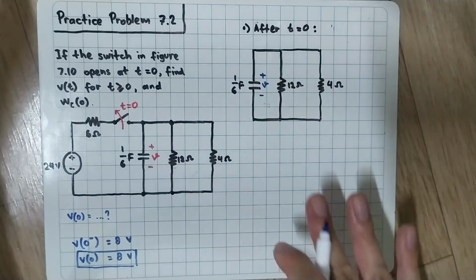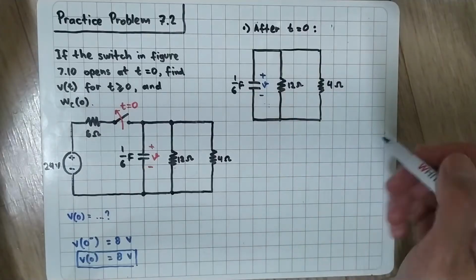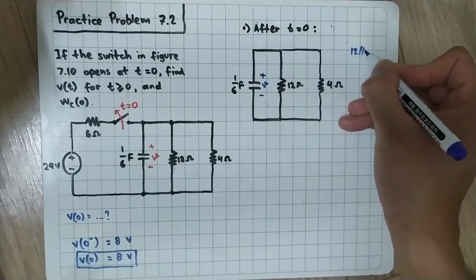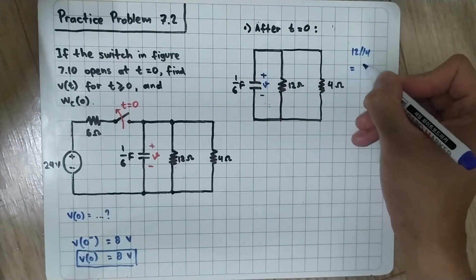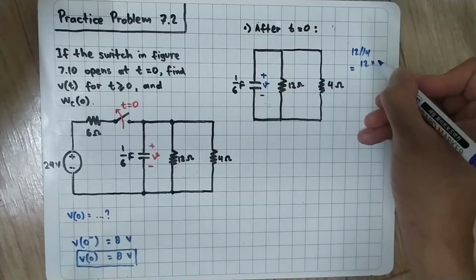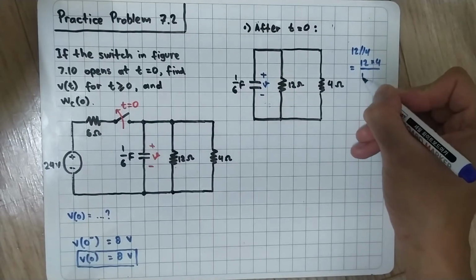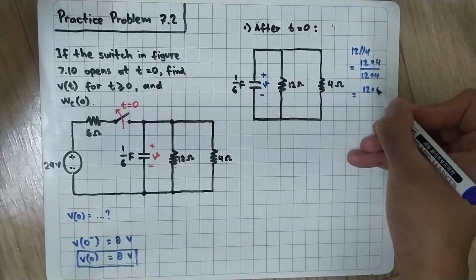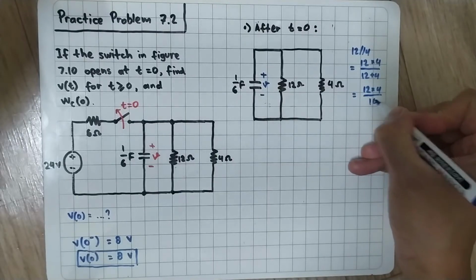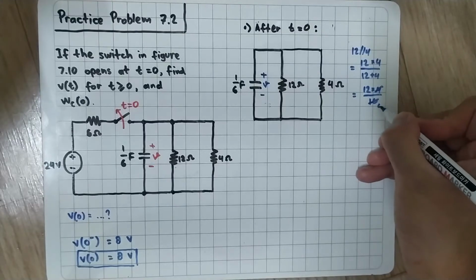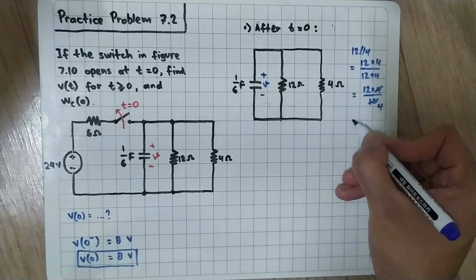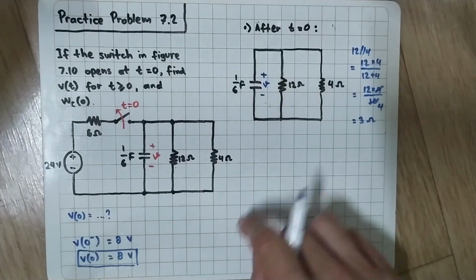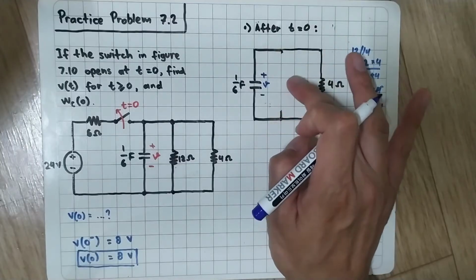Now we can simplify the circuit. So we have 12 parallel with 4. Let's rewrite that: 12 parallel with 4 is equivalent to 12 multiplied by 4 divided by 12 plus 4, which is 12 multiplied by 4 divided by 16. So this will cancel into 4, and 12 divided by 4 is 3 ohm. So we can replace these 2 resistors by a single resistor with the value of 3 ohm.